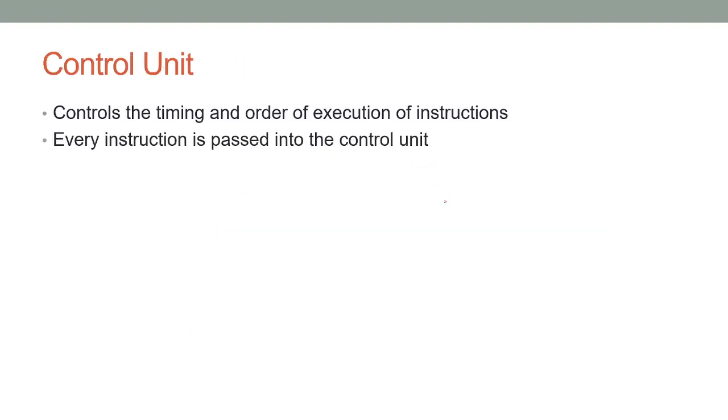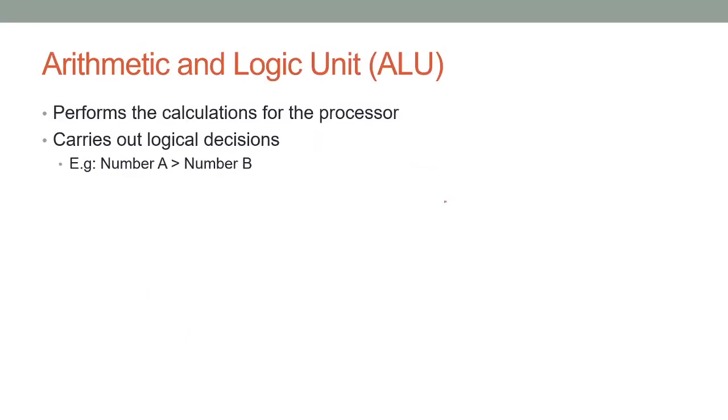So what else? Arithmetic and logic unit. This is probably the easiest one, I think, to remember because it's in the name and what it does. It performs the calculations and the logical decisions. In other words, for calculations, the arithmetic, and the decisions, the logic.